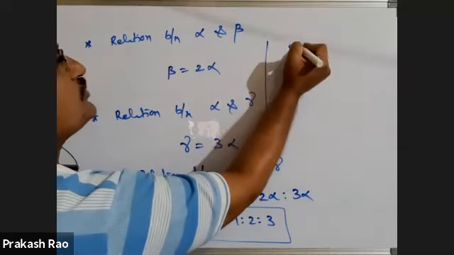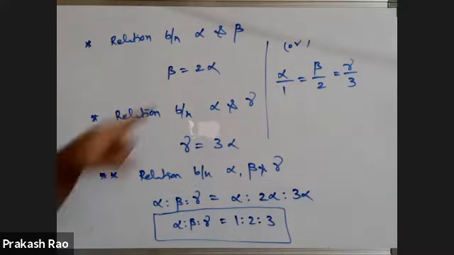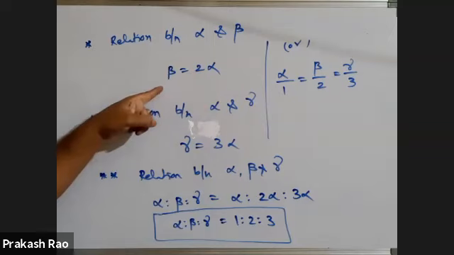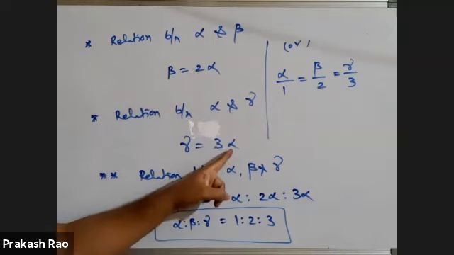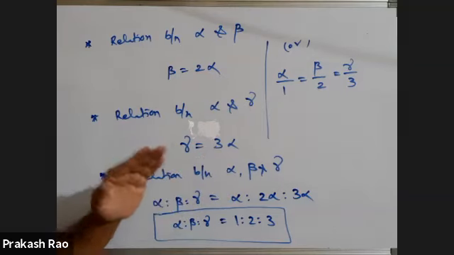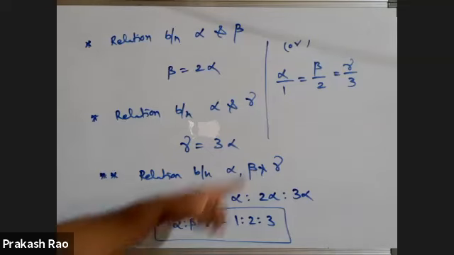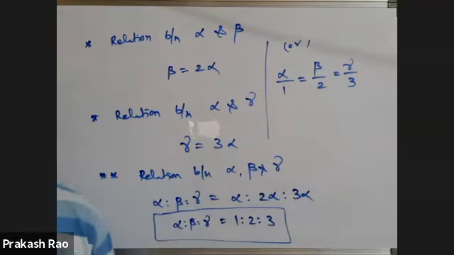Or you can also write as alpha by 1 is equal to beta by 2 is equal to gamma by 3. How? You take this relation, what is alpha? Alpha is equal to beta by 2. And alpha is equal to gamma by 3. Mean alpha is equal to beta by 2 also, gamma by 3 also. Therefore alpha by 1 is equal to beta by 2 is equal to gamma by 3.